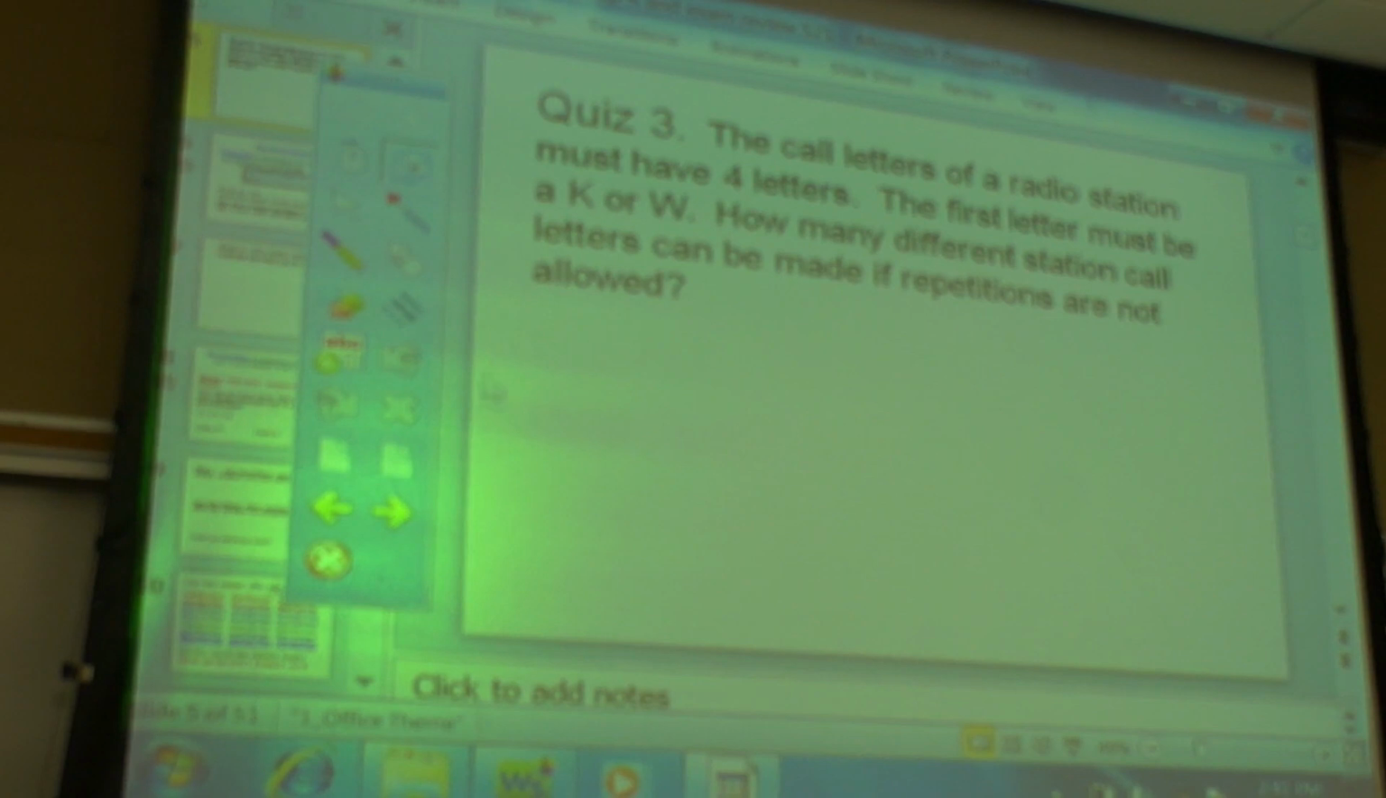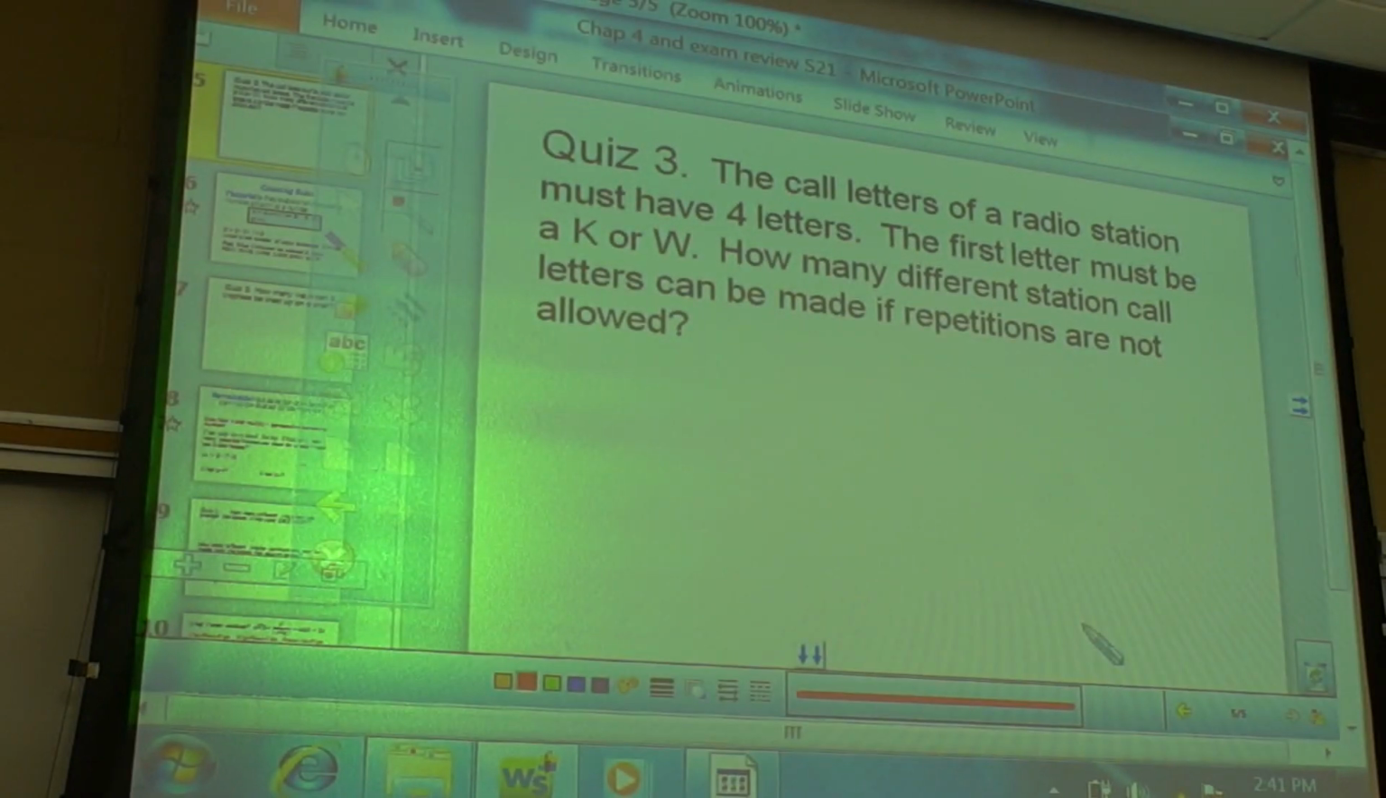So, quiz number 3. Given that fact, the call letters of radio stations must have 4 letters. The first letter must be a K or a W. How many call station letters can be made if repetitions are not allowed?